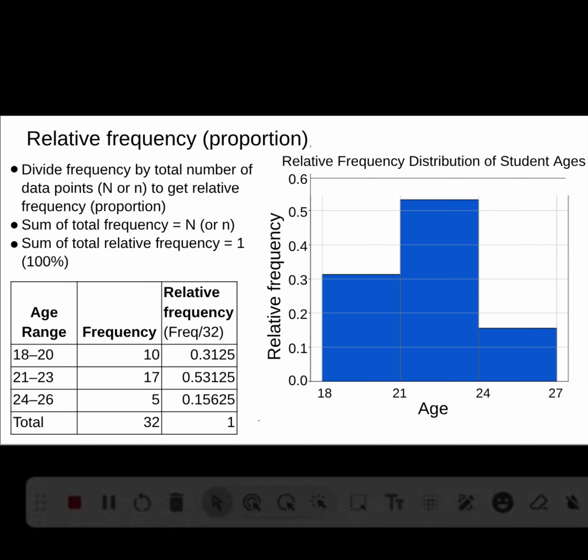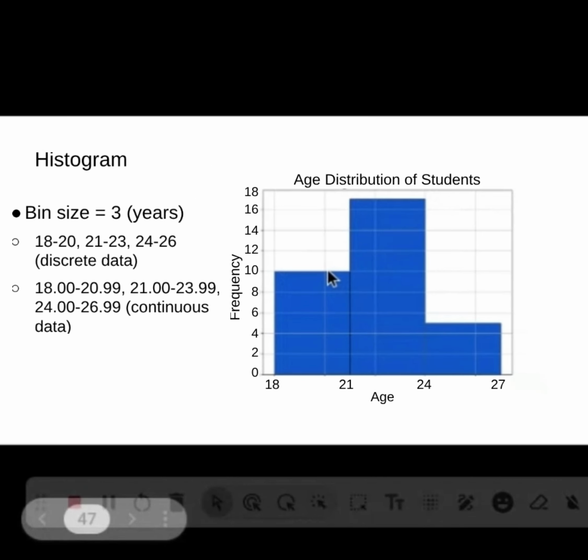Let's go back to the original histogram. So we have 10 plus 17 plus 5 equals 32.